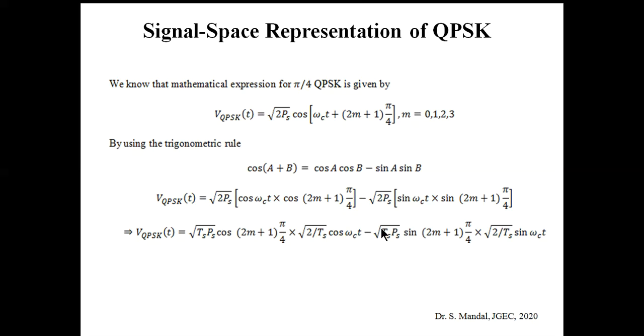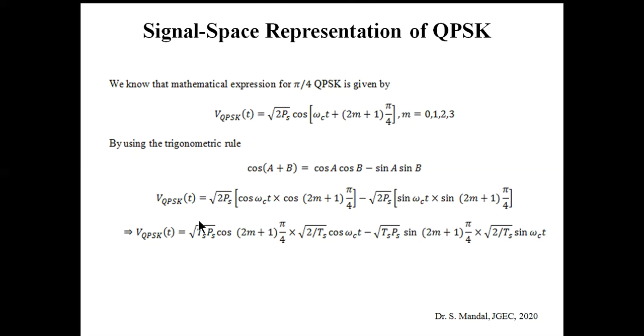Now we want to draw the signal space representation, or signal space diagram, for the QPSK. From the earlier description, we already know that QPSK can be expressed in terms of this equation: root 2 Ps cos(omega_c t plus (2m plus 1) pi by 4), where m equals 0, 1, 2 and 3. Now, as you already know, by the trigonometric rule, cos(a plus b) equals cos a cos b minus sin a sin b. So this can be expressed like this: root 2 Ps cos omega_c t cos((2m plus 1) pi by 4) minus root 2 Ps sin omega_c t sin((2m plus 1) pi by 4).